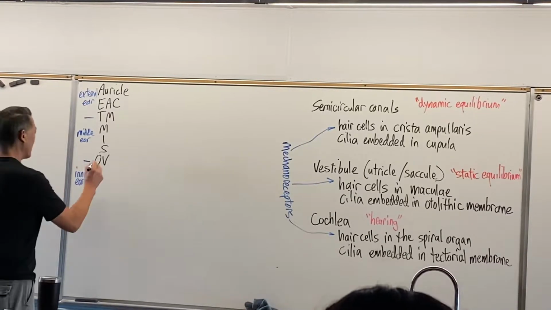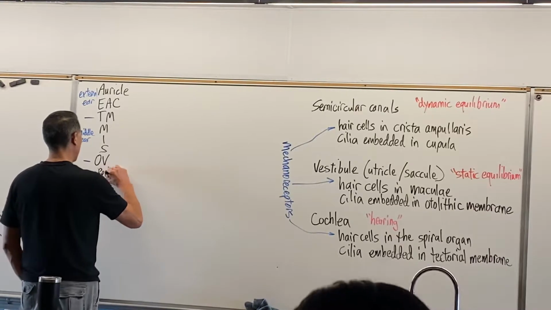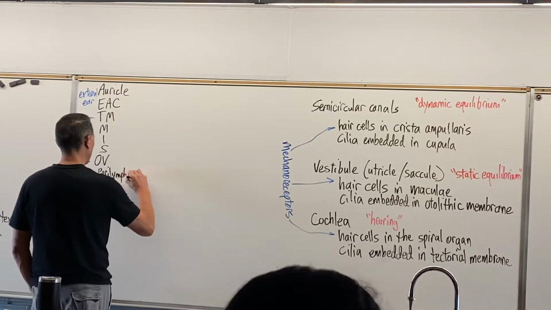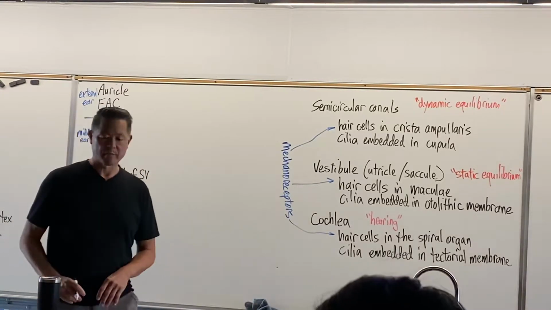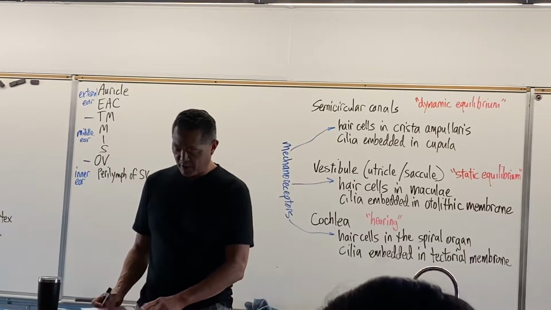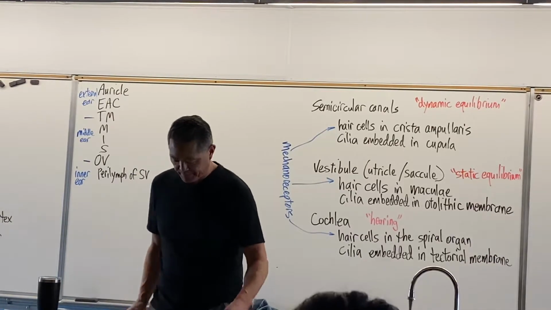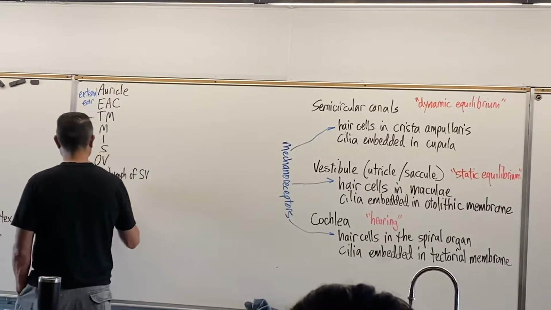On the other side of the oval window, there's a perilymph of the scala vestibuli. Remember that the vestibular membrane is really, really narrow. And so it's just gonna go right through it.